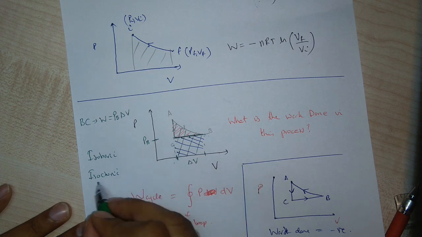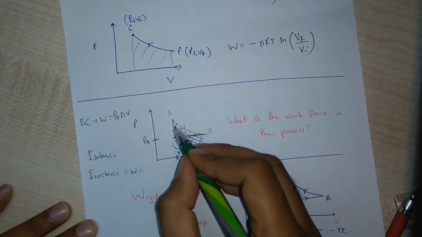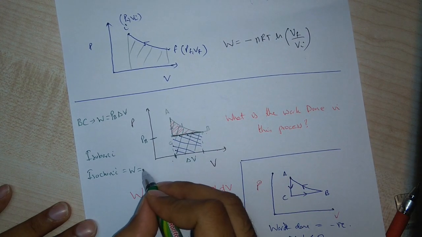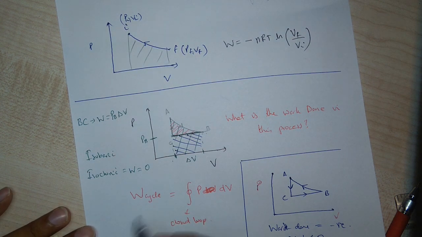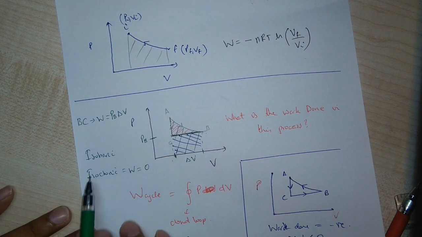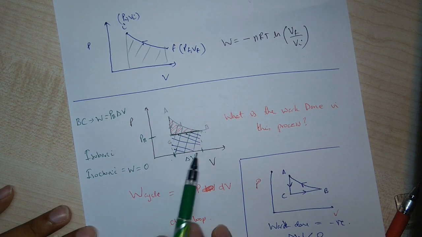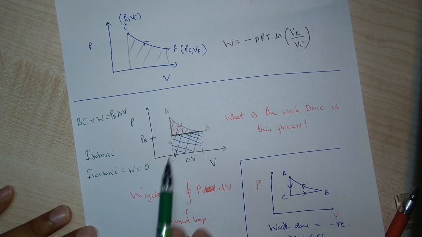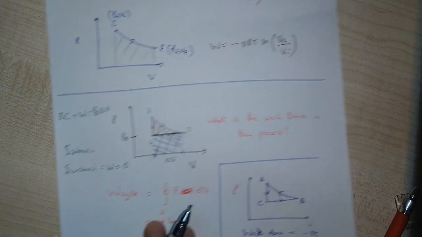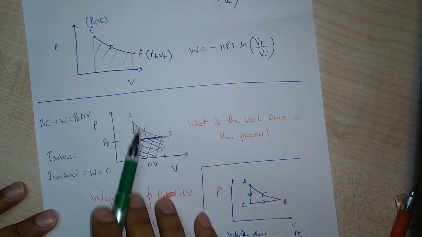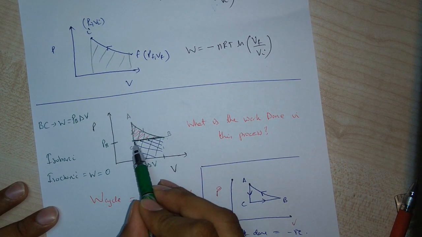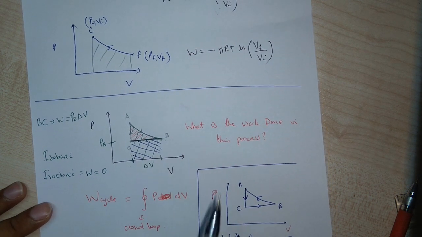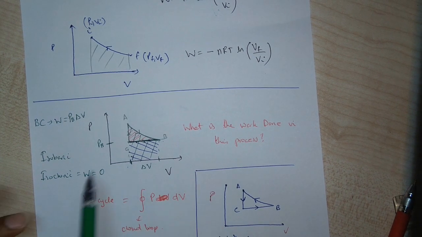Okay. And similarly, what will be the work done in an isochoric process? If you see here, for the isochoric process, there is no area under this curve CA. So for the isochoric process, the work done is zero. Okay. So quantitatively, for the isobaric process, the work done is the change in volume into the pressure. For the isochoric process where the volume is constant, the work done is zero. So till now, we have studied three types of processes: the isothermal process, the isobaric process, and the isochoric process. From these three processes, we can find the work done by each of them.